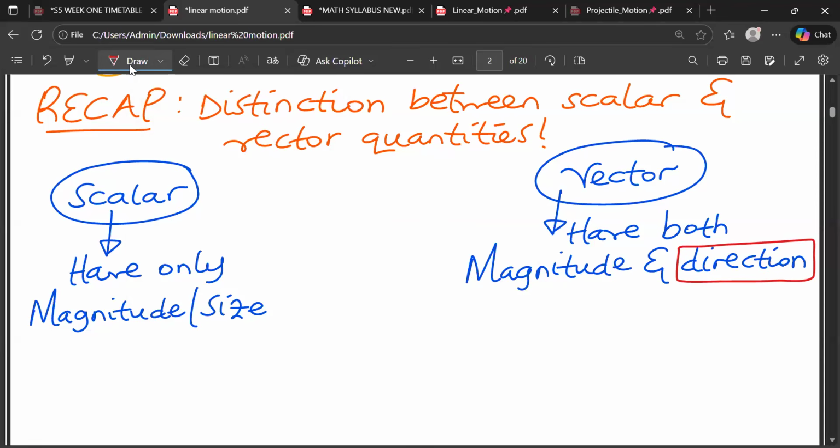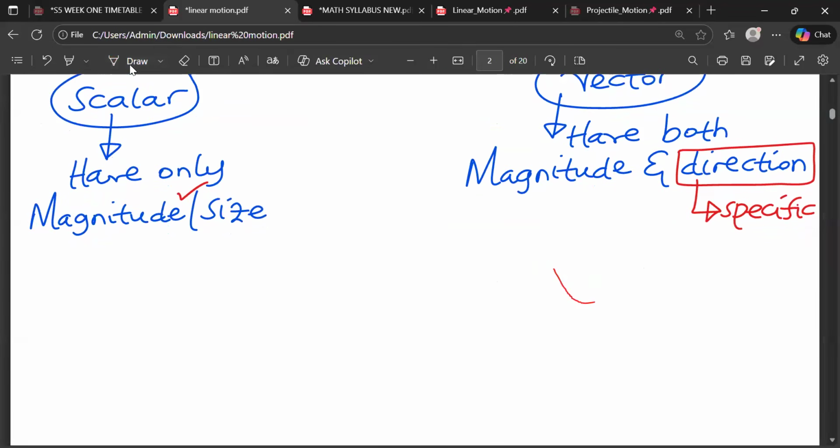Direction. So what is the similarity? Both of them have what? Magnitude. What is the difference? For vector quantities, they have a direction that is specific. So when you find specific direction, don't be like, I thought you just said direction. It's the same thing. Okay, now, what are those examples?